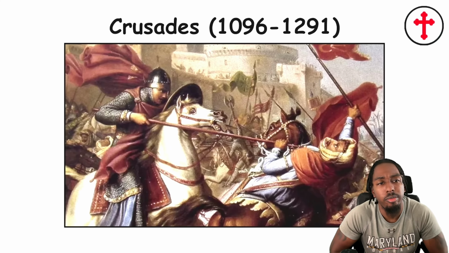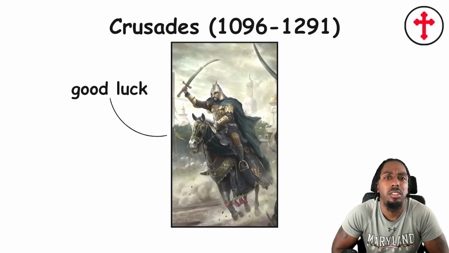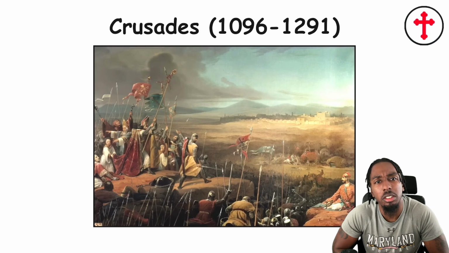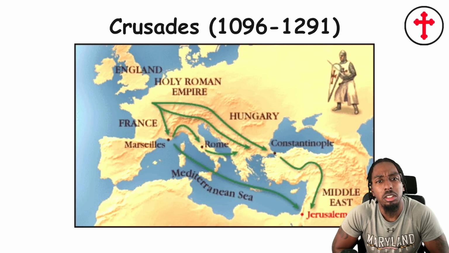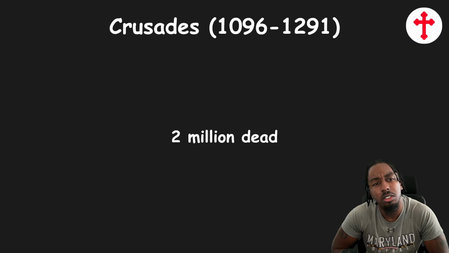Crusades. The Crusades were a series of religious wars sanctioned by the Latin Church in the medieval period, primarily aimed at recapturing the Holy Land from Muslim control. Led by European knights and nobles, the Crusaders embarked on military campaigns to Jerusalem and other key locations in the Levant. While some crusades were successful in capturing territory temporarily, others ended in failure. Approximately 2 million people died during this period.